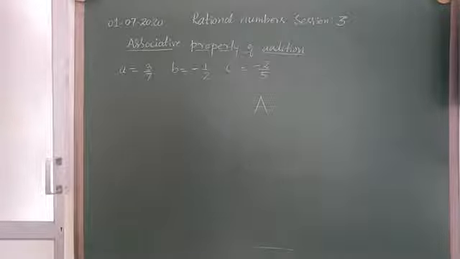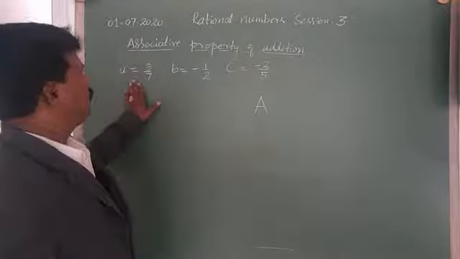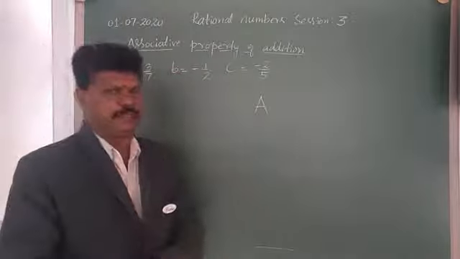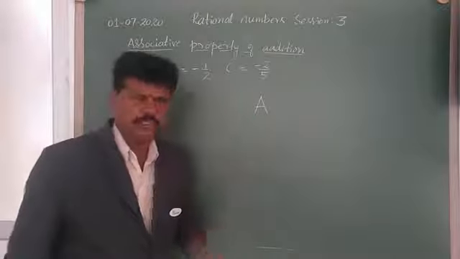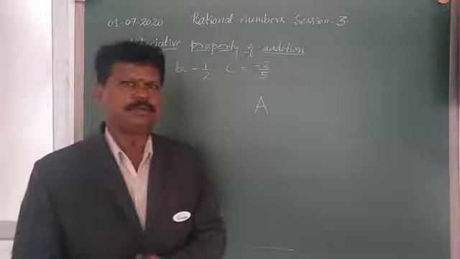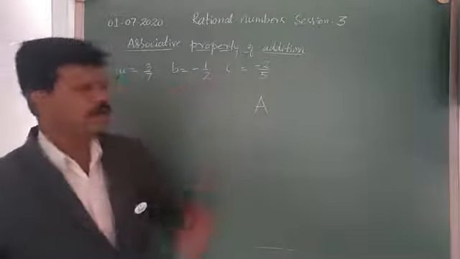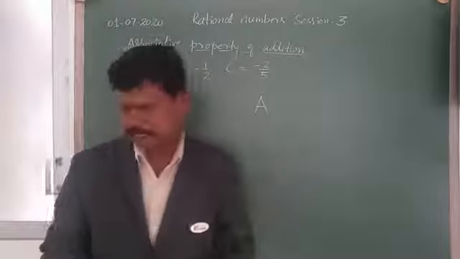So in the last class I showed you the associative property of addition for positive rational numbers, right? Here in this example, I have taken negative rational numbers, to check whether the associative property holds good for negative rational numbers also. Let's check this one. After that we will go for the associative property of multiplication.